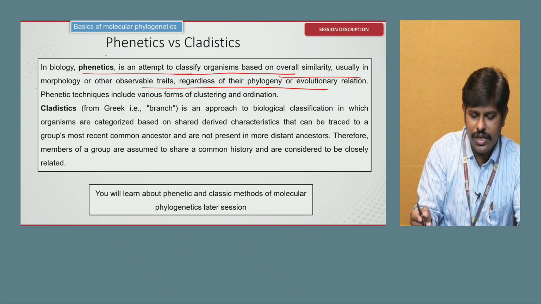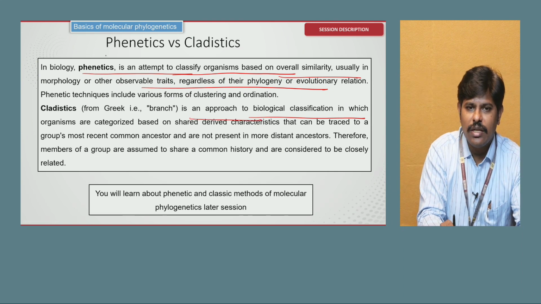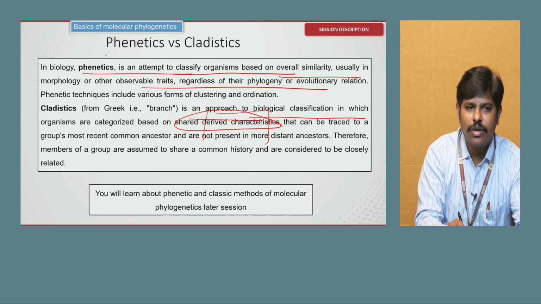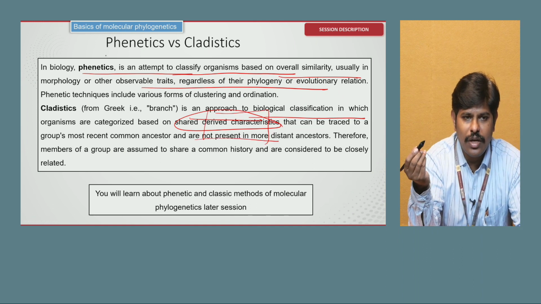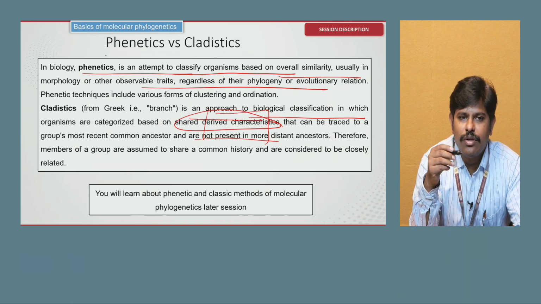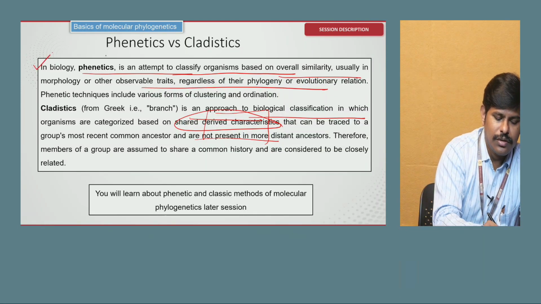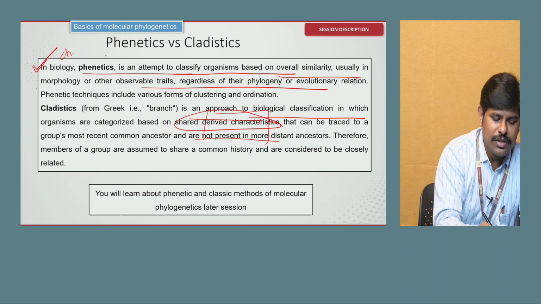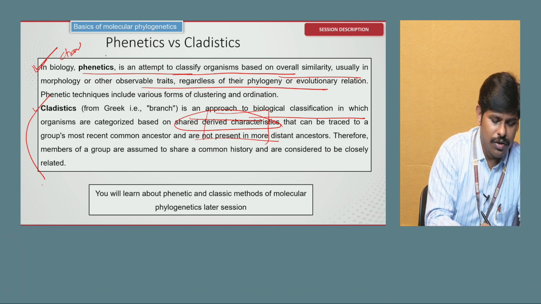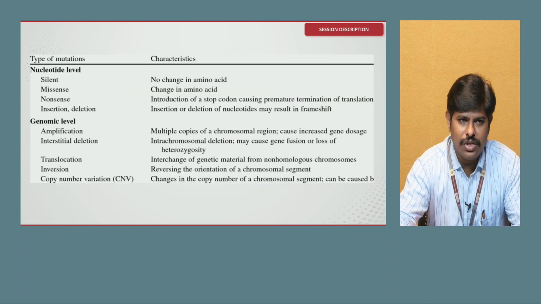And the next approach is the cladistic approach, where biological classification can be done on the shared derived characteristics. So here derived characteristics is very important. That means they must have some common ancestor here. From a common ancestor they might have derived, and based upon that you try to construct the branching patterns here. So the phenetic approach, generally we call it a character based approach, and the cladistic approach, generally we call it a distance based approach of phylogenetic tree constructions here.